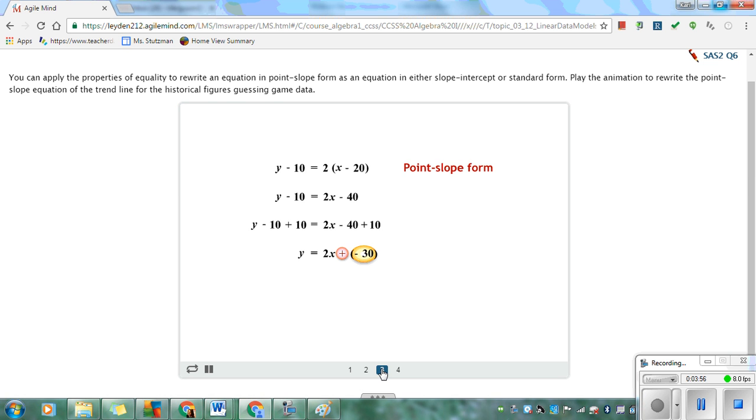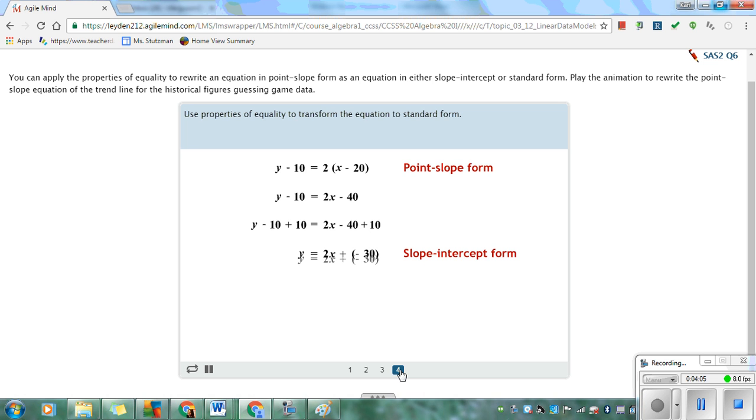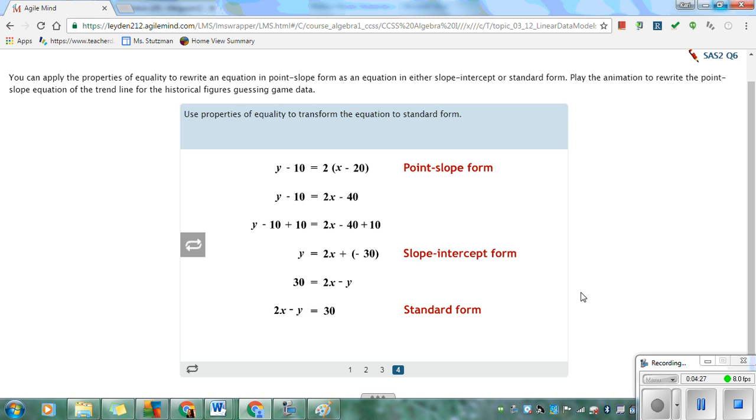Lastly, we need to convert this to standard form. And remember, with standard form, we need to get the x and the y on the left side, and we also need to get the number on the right side. We can do it this way and just flip-flop things. But in a second here, I'm actually going to show you the proper way that I would do this to see if you prefer that method. In the end, we're going to get the exact same answer of 2x minus y equals 30, and that's standard form.